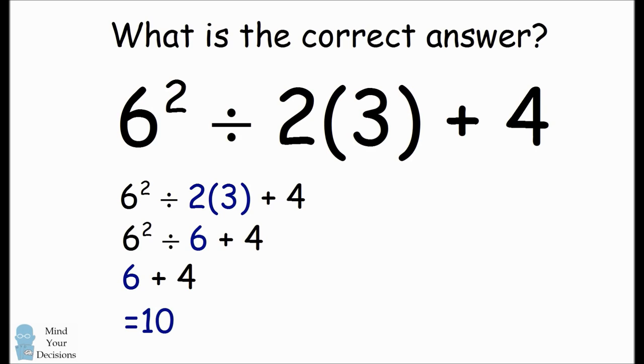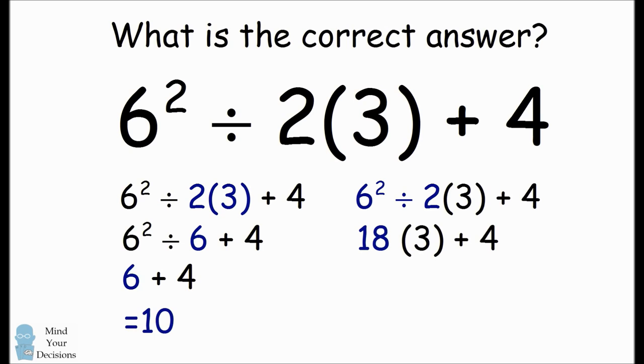Other people are saying you should look at the expression from left to right. You first take 6 squared divided by 2. 6 squared is 36, divided by 2 is 18. Then multiply that by 3 to get 54. And finally, you should add 4 to get 58. So what's the correct answer? Is it 10 or 58?